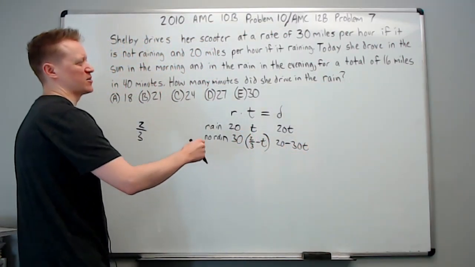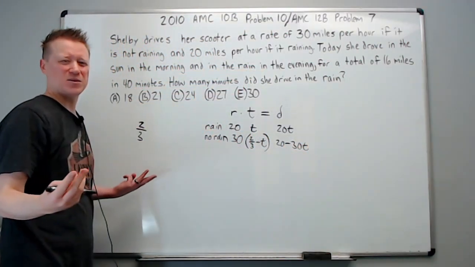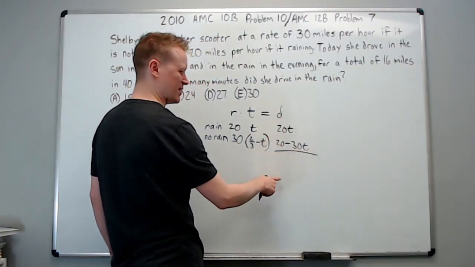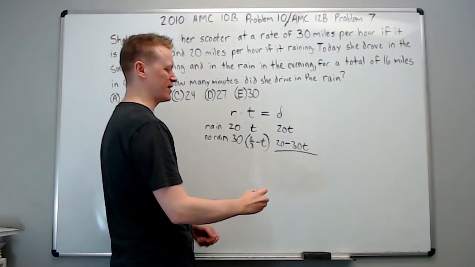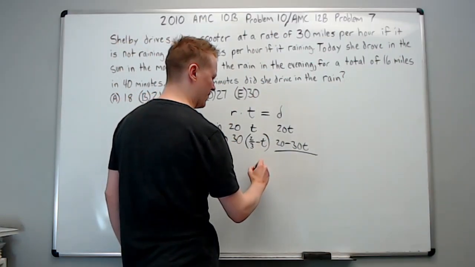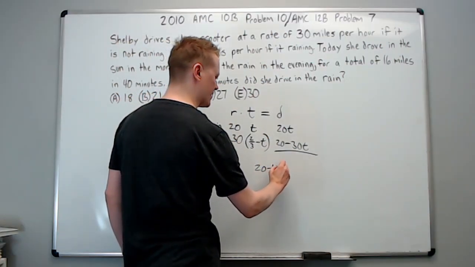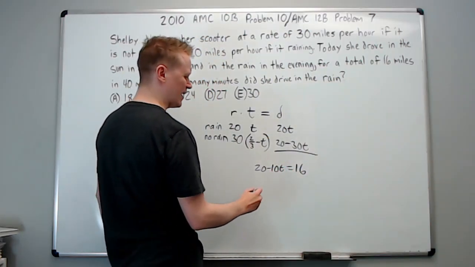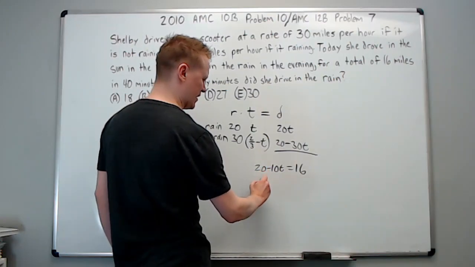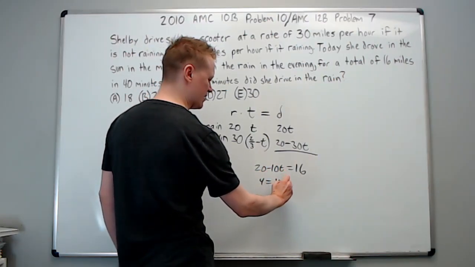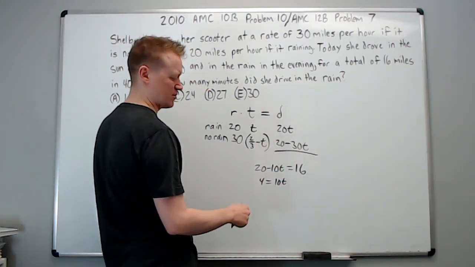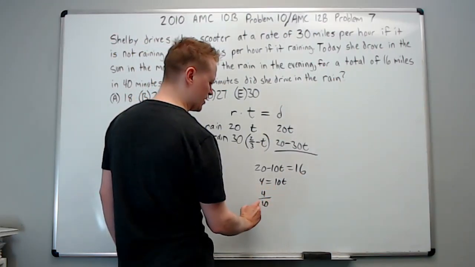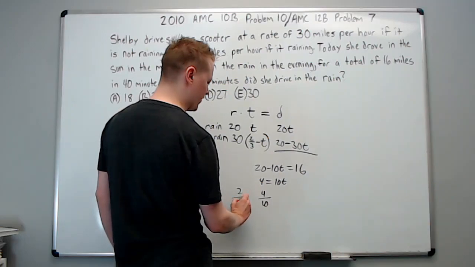Then what do we do next? Well, it says a total of 16 miles, and we haven't used that information yet. So we should add up the distances, because the total distance would be 16 miles. So if you add that, you will get 20 minus 10T is equal to 16. And then subtract the 16 to get 4, move the 10T to the other side. I probably could have just subtracted 20, but whatever. 4 over 10, which is equal to 2/5.